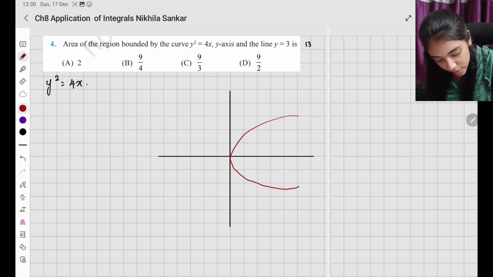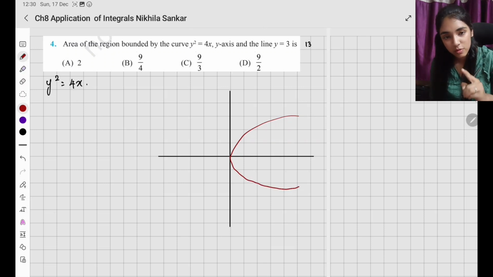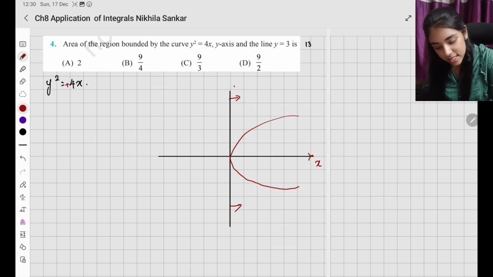So y square equals 4x, how will it look? It is going to be positive also. Here there is a plus, so it is going to be to the right of the y-axis. So this side is positive. So it is going to be like this. And this is my x-axis and this is my y-axis.